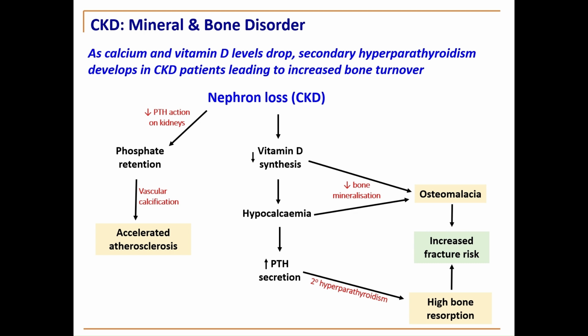The other thing that is happening, of course, is in CKD, we're getting a metabolic acidosis, and that acidotic environment starts to degrade the bone. So it demineralizes the bone, again, increasing that fracture risk. So there's the mechanism behind your mineral and bone disorder in CKD.